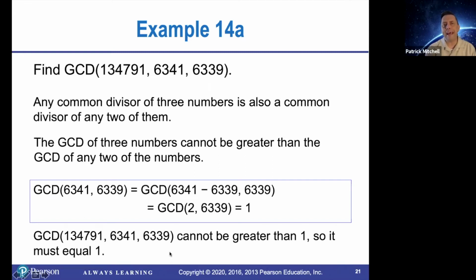Now let me just say that if you were doing this with 3 numbers where the GCD of 2 of the numbers came out to be bigger than 1, let's say it came out to be 4, you would need to check and see, is 4 a divisor of the number that you left out? And if it isn't, then that means the GCD is smaller than that.